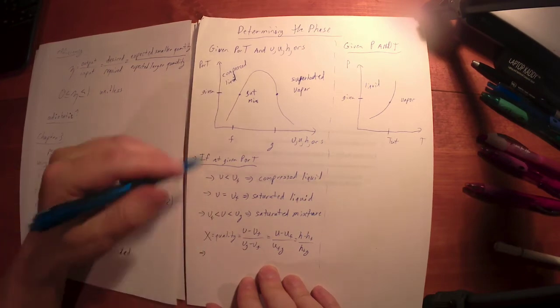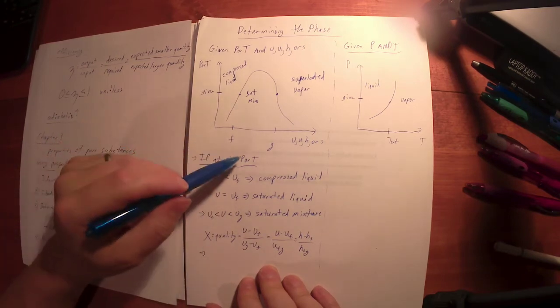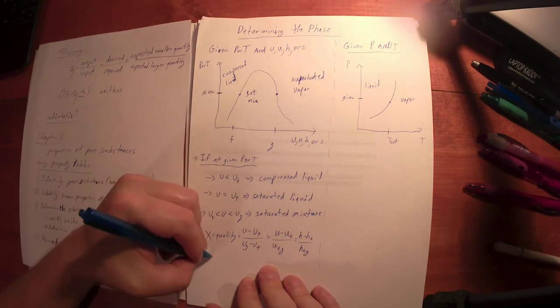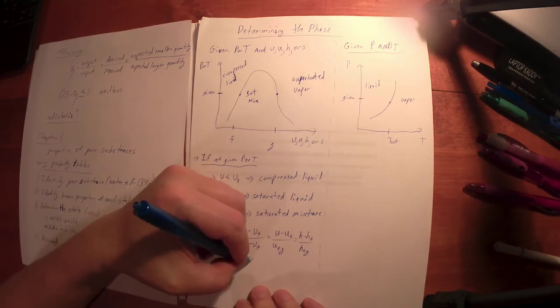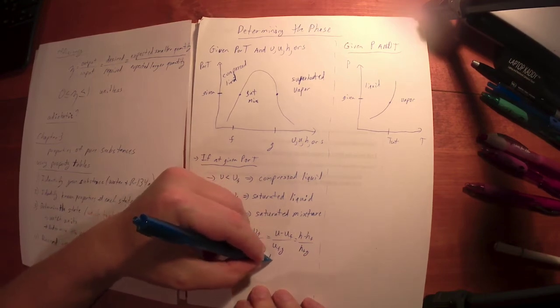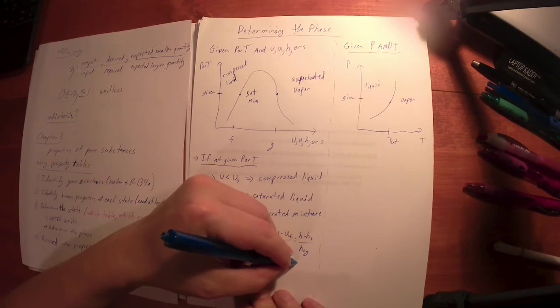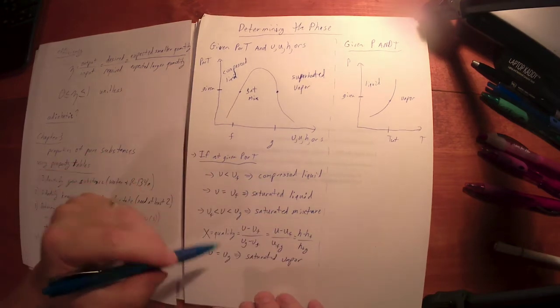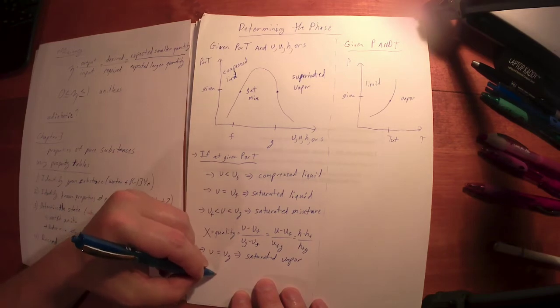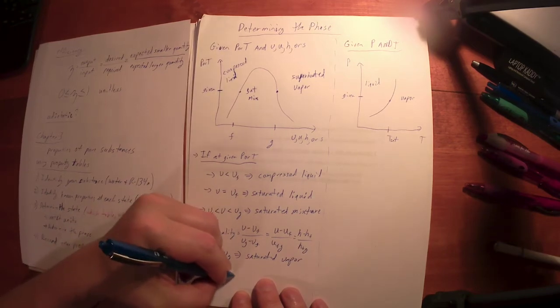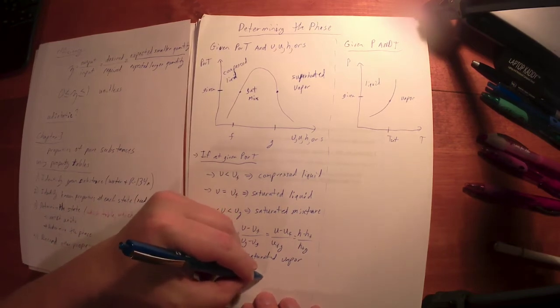Fourth option, like I said, it's like 5 if-then statements. If at the given pressure or temperature, the V is equal to the value for saturated vapor, that's pretty self-explanatory. You have a saturated vapor. Right? So if V is equal to V sub G, you have a saturated vapor. And then finally, if V is greater than V sub G, you have a superheated vapor.